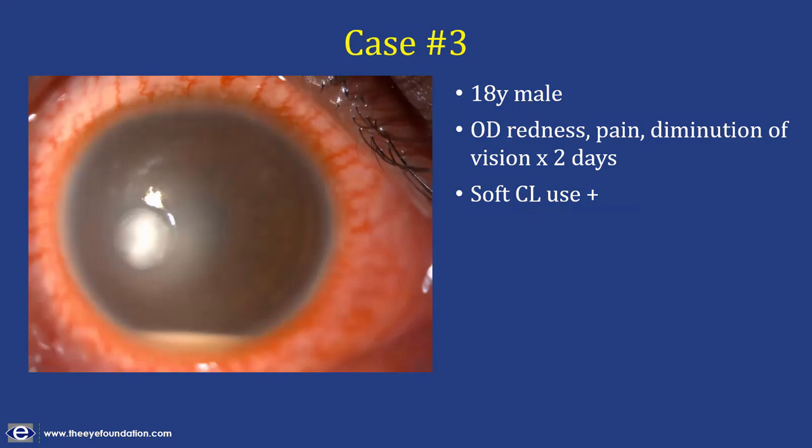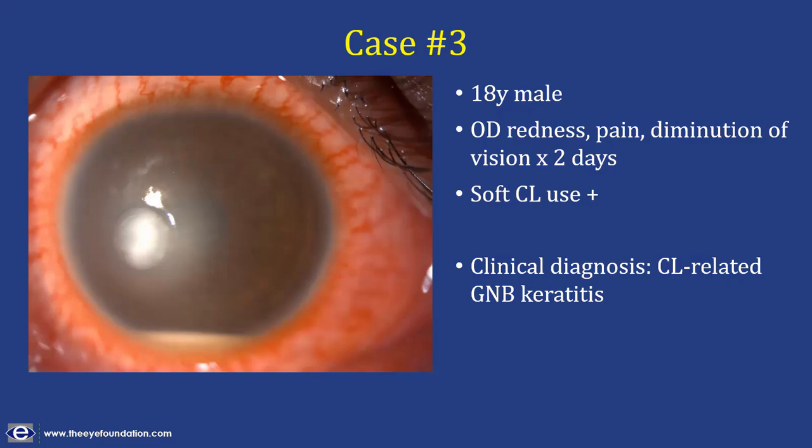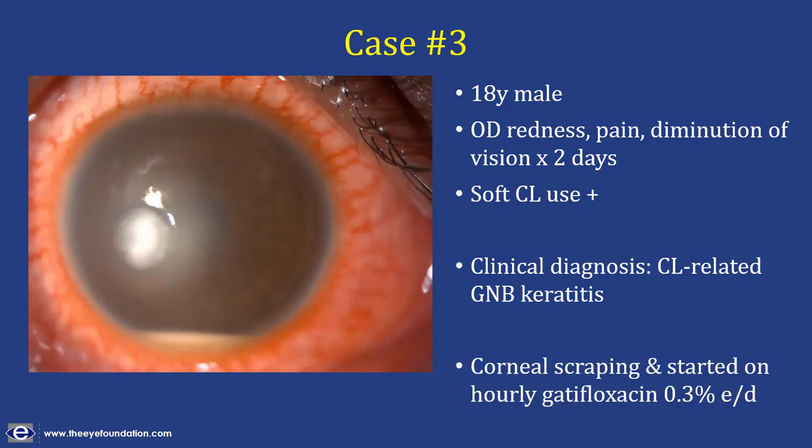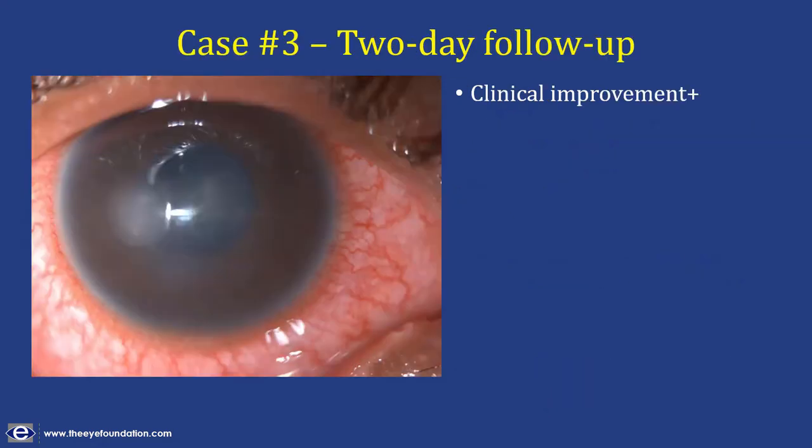Consider this other case of an 18-year-old gentleman who came in with complaints of redness, pain, and diminution of vision in the right eye in the last 2 days. There was a history of contact lens use, and the clinical diagnosis was quite apparent. This is contact lens related infectious keratitis, likely a gram-negative infection with the kind of explosive clinical picture that one can see here. So the patient was subject to a corneal scraping and started on ofloxacin 0.3%. And the patient went on to show a remarkable clinical improvement over the course of treatment in just 2 days.